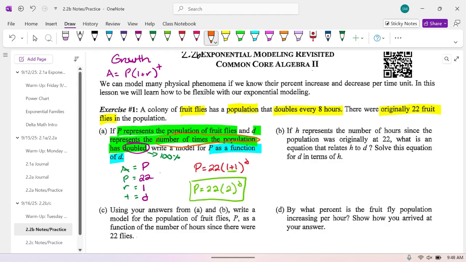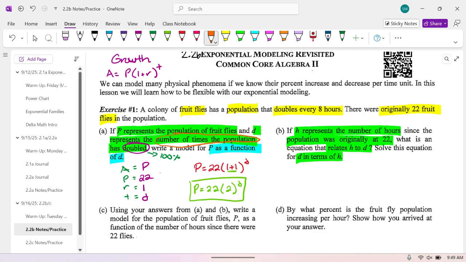Well, can 18 even go into 8? Or 8 go into 18? No. But there's still an answer for it. So that's what the next part is going to discuss, how we can rewrite it in terms of the hours. So H represents the number of hours since the population was originally at 22. So it wants to write how H relates to D and D in terms of H. All right, so we're first going to write an equation for how H relates to D.